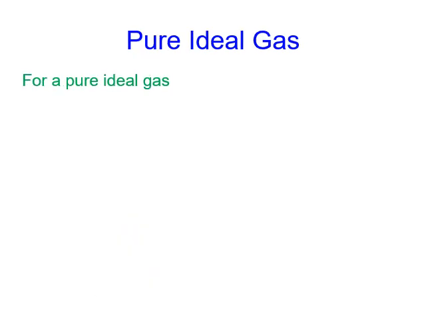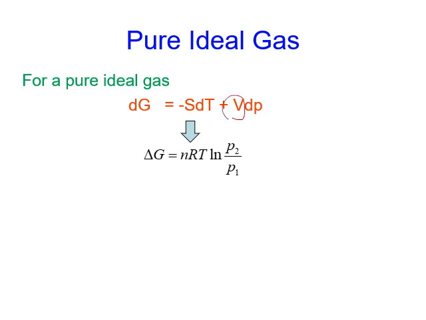Let's start with the pure ideal gas. In chapter 3, we already showed that for ideal gas, the fundamental equation says dG equals negative S dT plus V dP. If temperature is constant, then dG equals V dP, and if we replace V using the ideal gas law and integrate, we get delta G equals nRT ln P2 over P1. Now, if P1 is the standard state, then we have this equation.